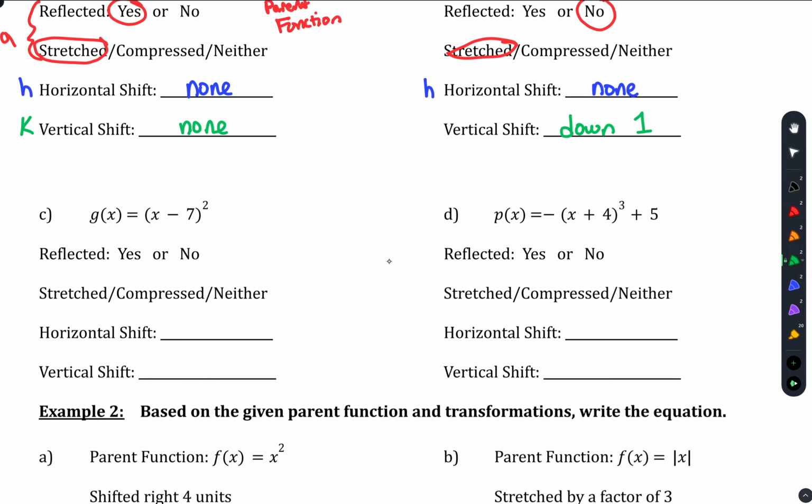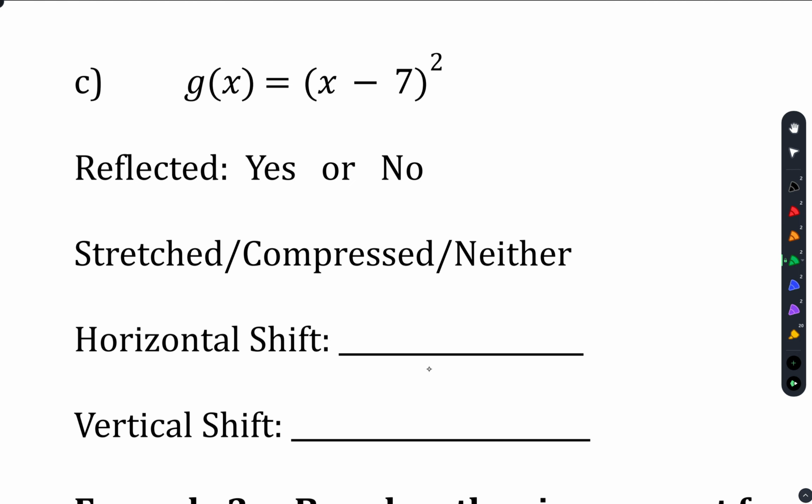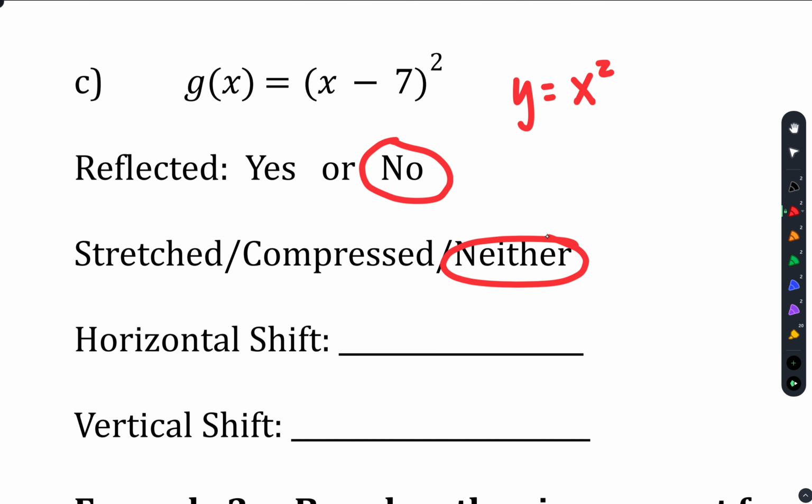Let's keep going. Letter C. Take everything else off. What is my parent function here? Y equals x squared. Then do I have an a value? So it's not reflected. And when I don't have an a value, it's neither stretched nor compressed.